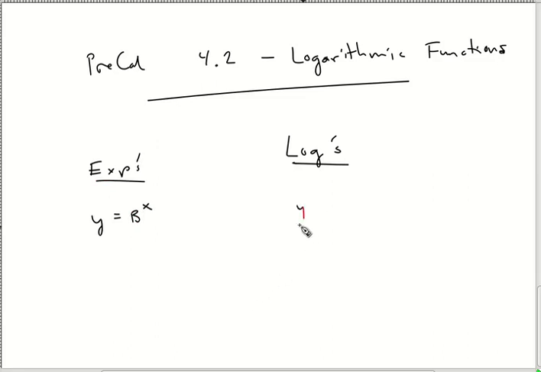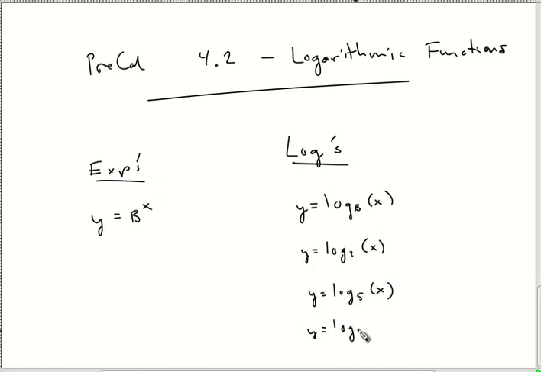A logarithm looks kind of like y equals log base b of x. So there's a little base b, a little subscript there. Some examples would be log base 2 of x, log base 5 of x, or log base e of x.